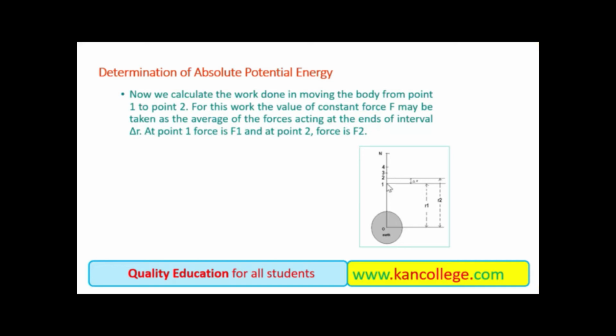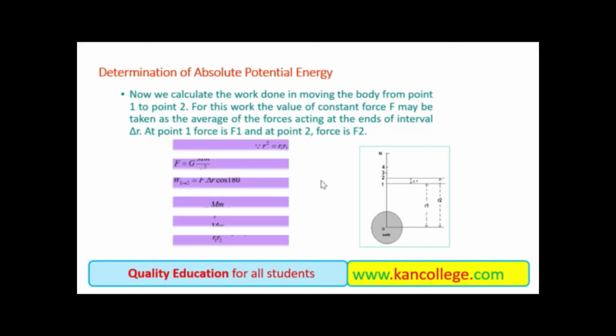To calculate the work done from first point to second point, we take the average force between first point and second point, and that average force is taken for more precise calculation, as we know that at point number 1 the force of gravity will be more, and at point 2 the attraction of the earth will be less, or the force of gravity will be low. So we have taken the average force between first point and second point.